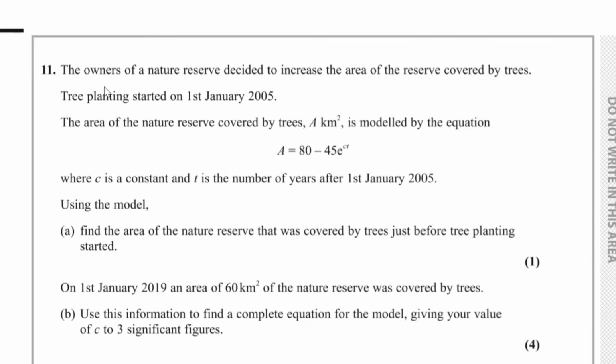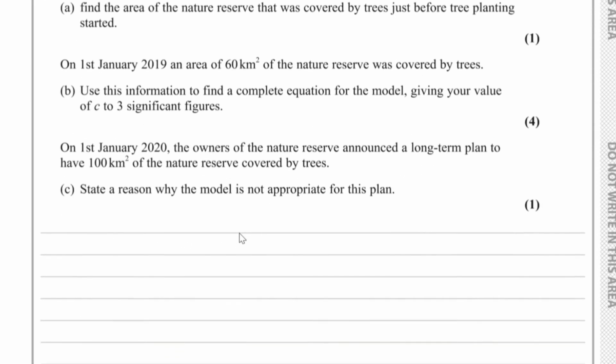Question number 11. The owners of a nature reserve decided to increase the area of the reserve covered by trees. Tree planting started on the 1st of January 2005. The area of the nature reserve covered by trees, A kilometers squared, is modelled by the equation A equals 80 minus 45e to the power of ct, where c is a constant and t is the number of years after the 1st of January 2005. Using the model, we have to find the area of the nature reserve that was covered by trees just before tree planting started for part A.